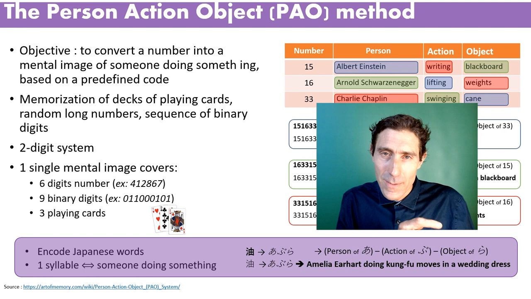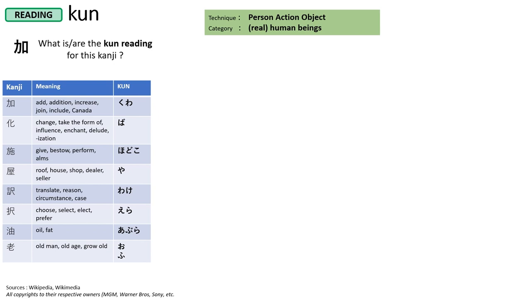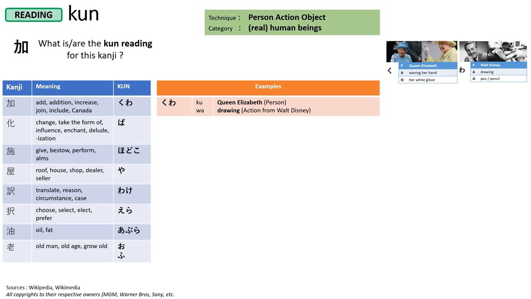Let's see now what it means for the Kanji 360 method. The question is, what is or what are the kun readings for these kanji? Let's work on a few examples. The technique will be person, action, object, based on real human beings. So this kanji is pronounced kuwa, two syllables, ku and wa, and will take the person of ku, Queen Elizabeth in my system, and the action of wa, Walt Disney drawing. And since there are only two syllables, we will not use any object.